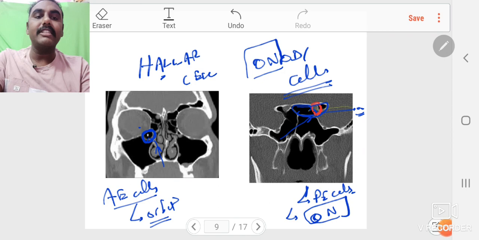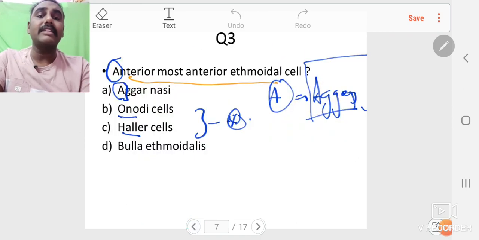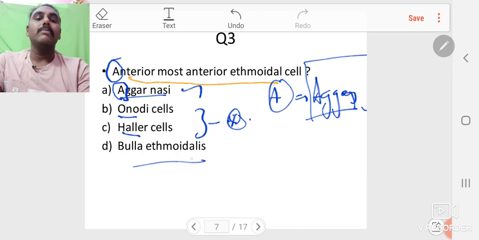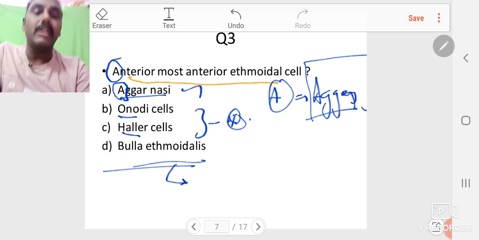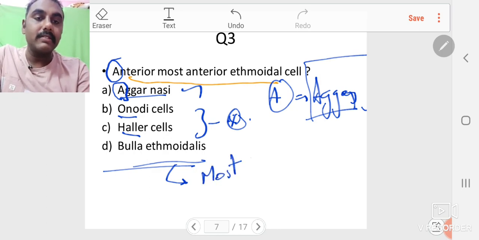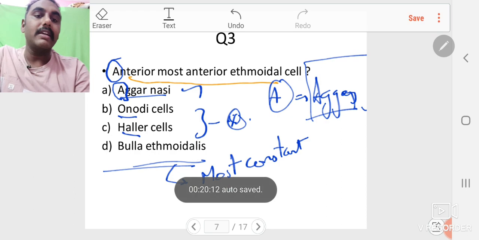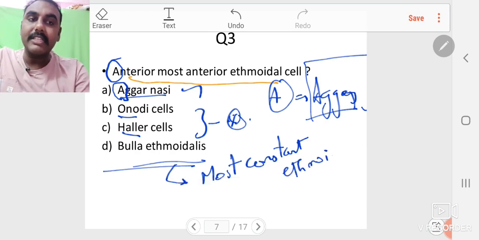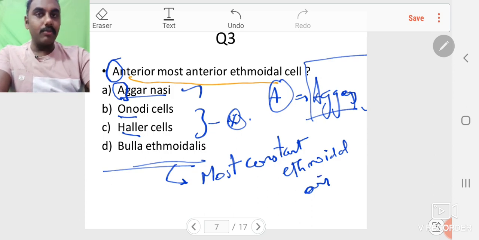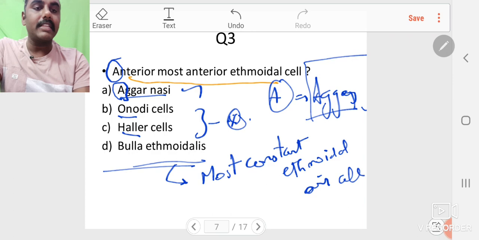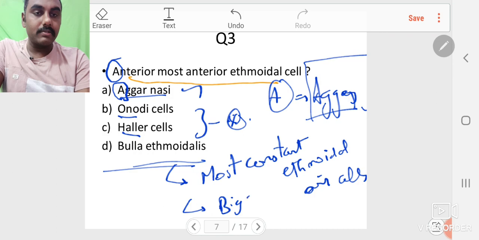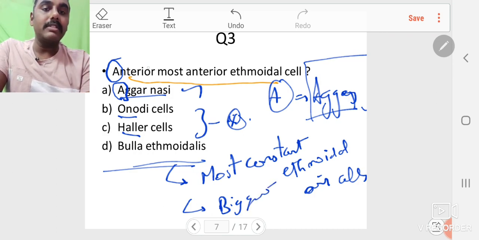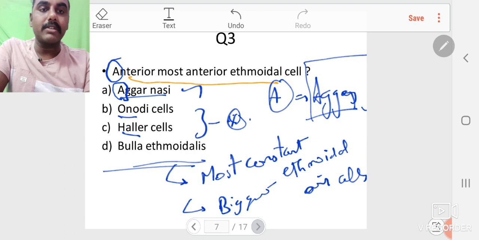Haller cells are anterior ethmoidal cells, Onodi cell is a posterior ethmoidal air cell, the most anterior is the agger nasi cell. Bulla ethmoidalis is the biggest ethmoidal air cell. Bulla is the most constant ethmoidal air cell, that is it is present in everyone. If you want to do ethmoidectomy, you want to break the bulla first. It is the most constant ethmoidal air cell and it is the biggest also. So the answer is A for A, agger nasi cell. Coming on to the next MCQ.